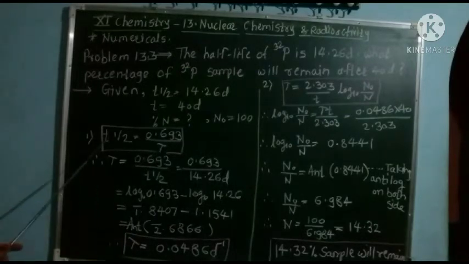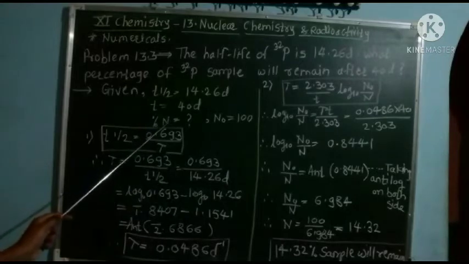And the unit of lambda: lambda is inverse of time. So time is given in days. Therefore the unit of lambda is day inverse. Now we have the value of lambda as 0.0486 days inverse, or per day. Now we have to find the value of N.